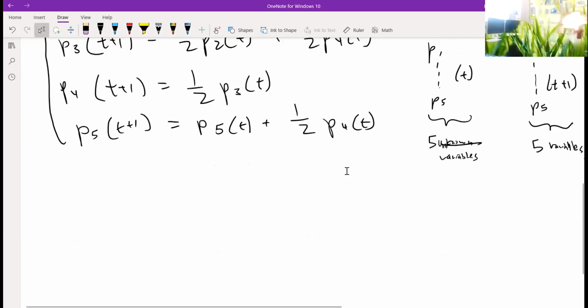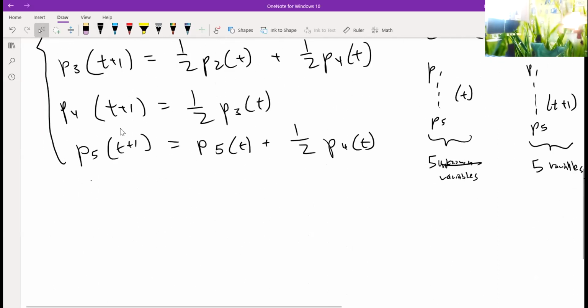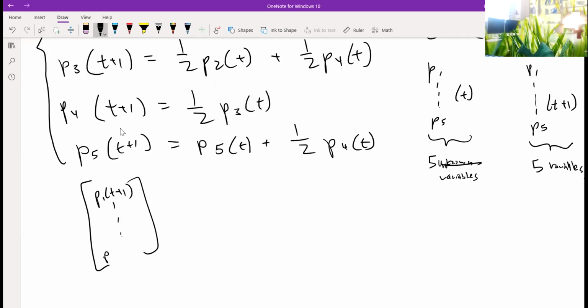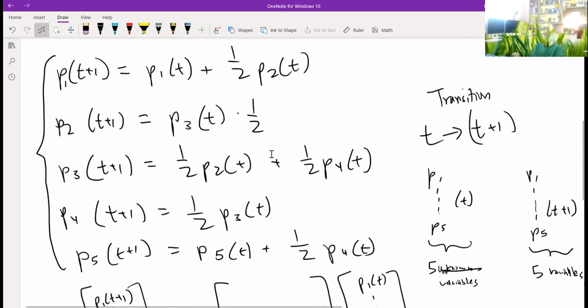So essentially what we want to create is a matrix like this, of P1 of t plus 1 all the way to P5 of t plus 1. And this is our next generation, t plus 1. So this is what we're going to transition to. And we can transition to this matrix by multiplying a larger matrix by the matrix P1 of t all the way to P5 of t.